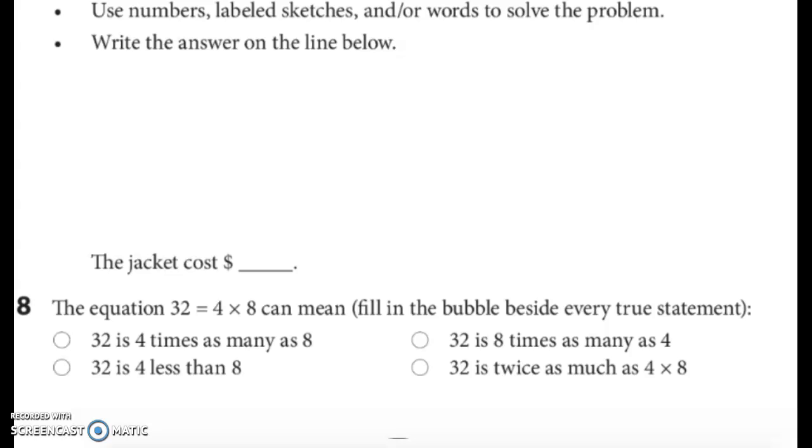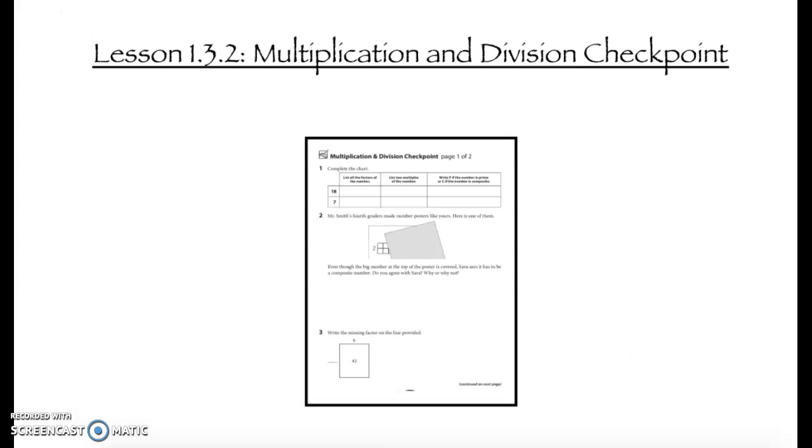Please complete number 8. When you are done, go back to any problems you need more time with. Feel free to replay the video as needed. And make sure you have completed all of lesson 1.3.2, the multiplication and division checkpoint.